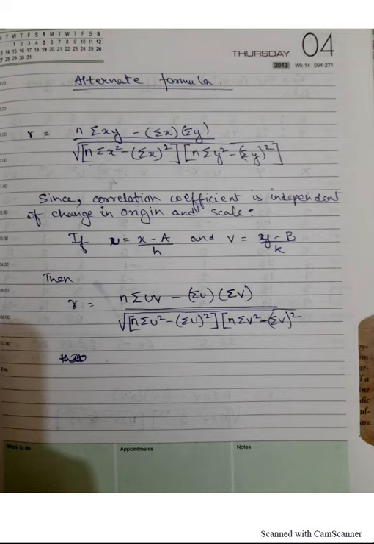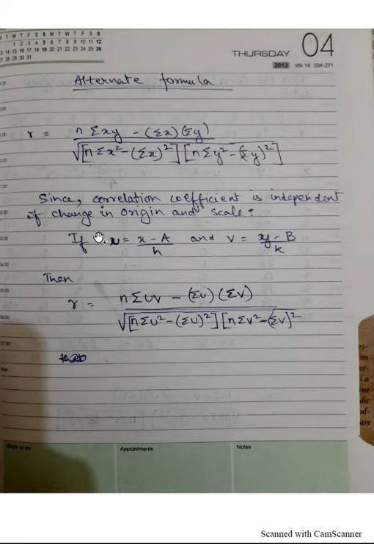But then if we go on to use the property of correlation coefficient, one of the important properties that we discussed, as we already discussed, it says that the correlation coefficient is independent of change in origin and scale.